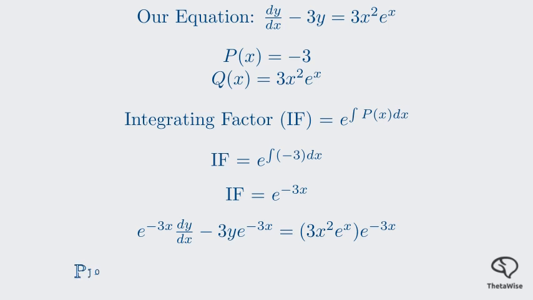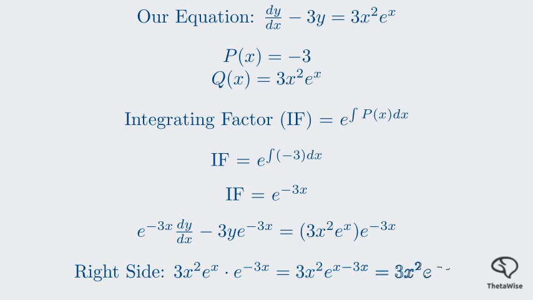On the right-hand side, we can combine the exponentials. e to the x times e to the negative 3x is e to the x minus 3x, which simplifies to e to the negative 2x. So the right side becomes 3x squared e to the negative 2x.